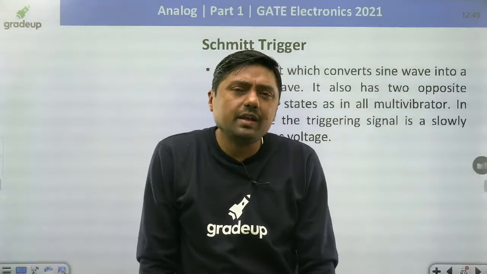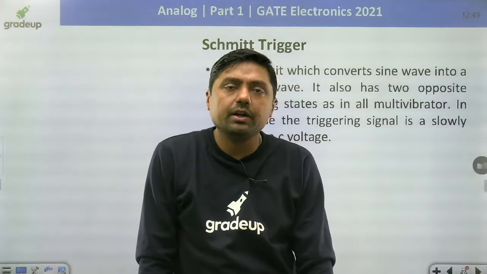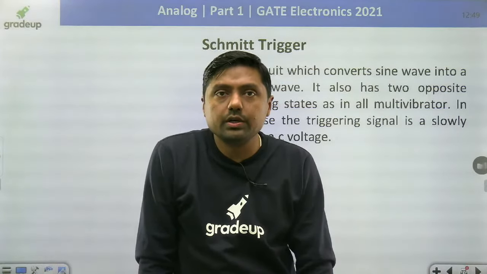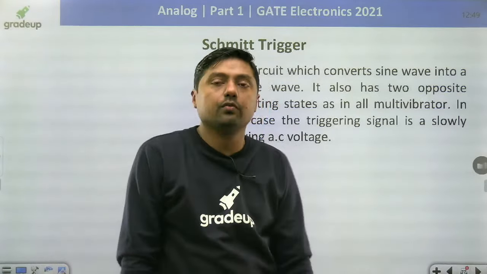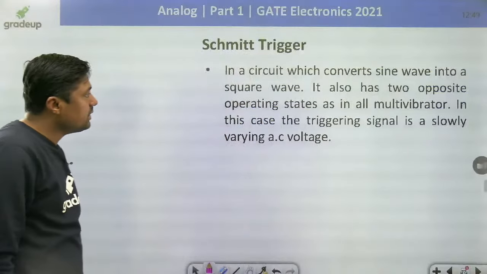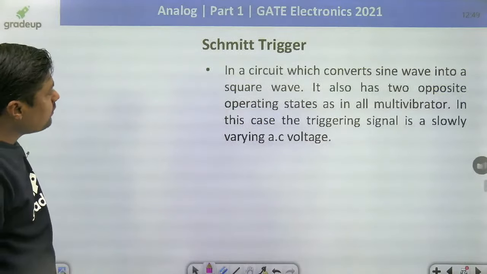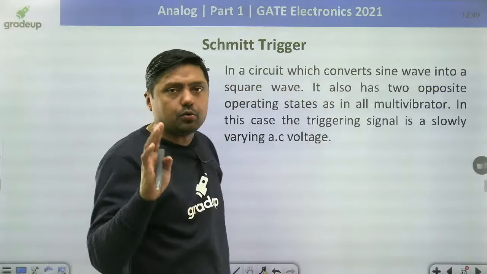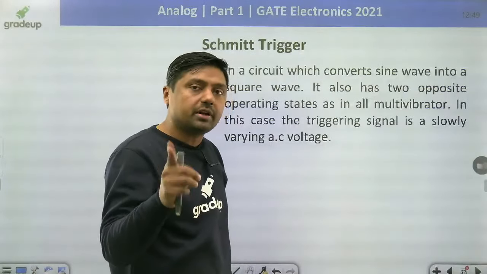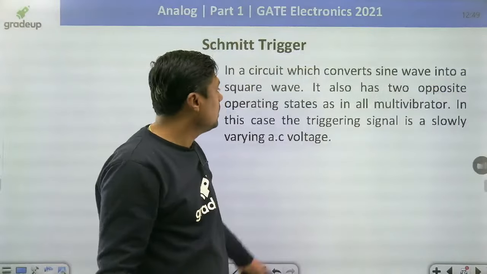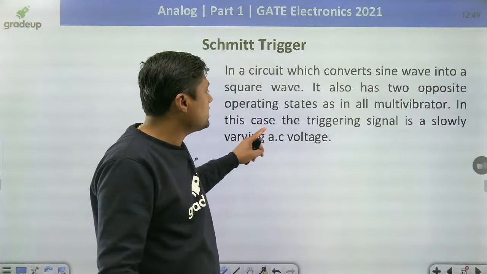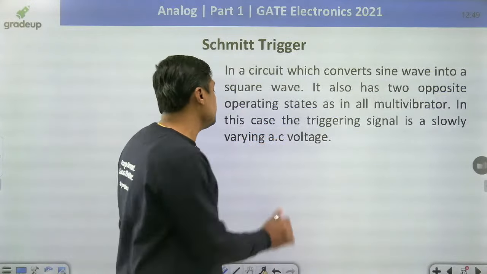When we are giving any type of waveform to the Schmitt trigger, it will convert it into what? A square wave. Simply, that is a Schmitt trigger circuit. A circuit which converts a sine wave into a square wave, a triangular wave into a square wave, or any waveform into what? A square wave. The output of a Schmitt trigger is a square wave. It also has two opposite operating states as in all multivibrators. In this case, the triggering signal is a slowly varying AC voltage.